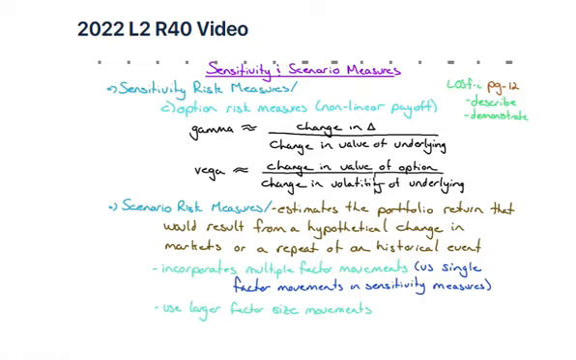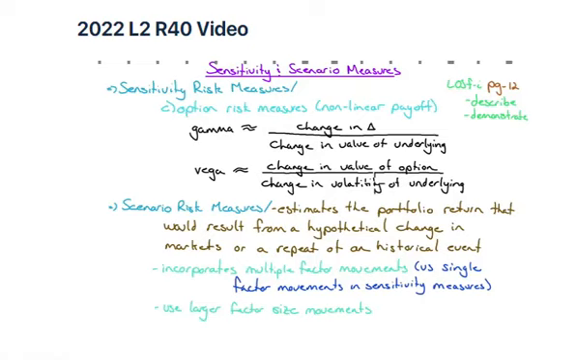We also have scenario risk measures. This estimates the portfolio return that would result from a hypothetical change in markets or a repeat of a historical event. So you can go back to the market crash of '87, the currency crisis of the late 90s, the Long-Term Capital Management crisis of the 90s, the dot-com crash, the credit crisis, and run your portfolio through those events. It incorporates multiple factor movements.